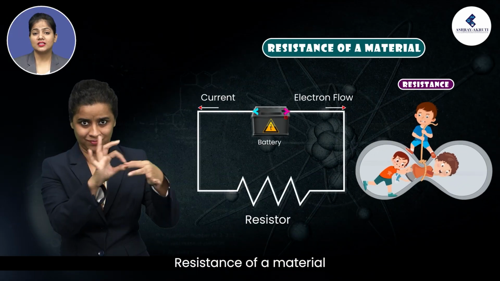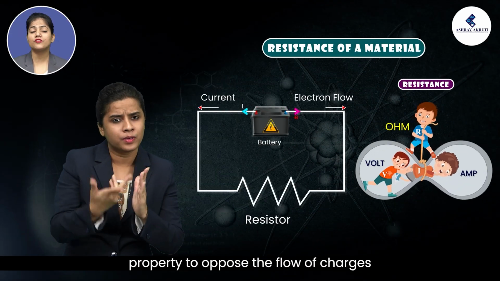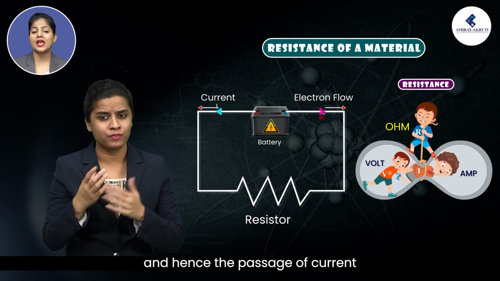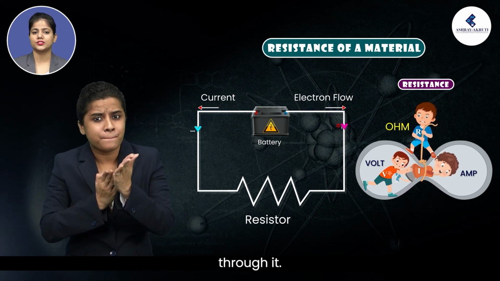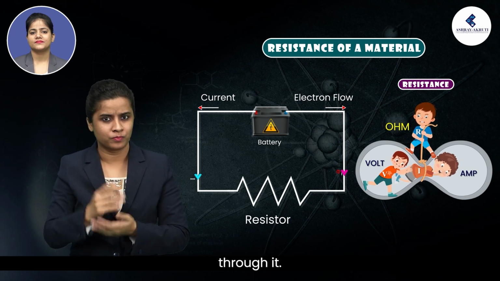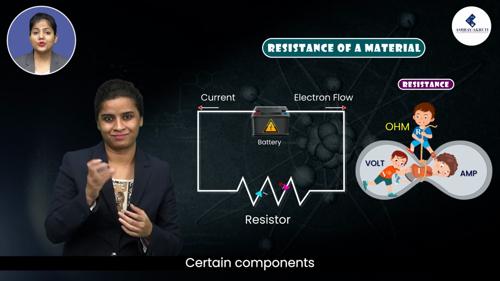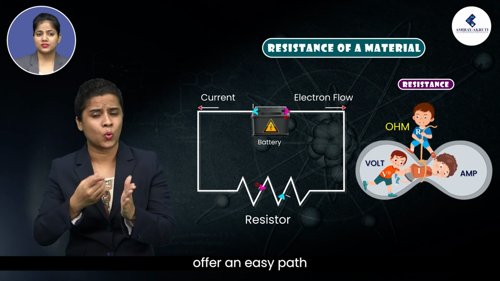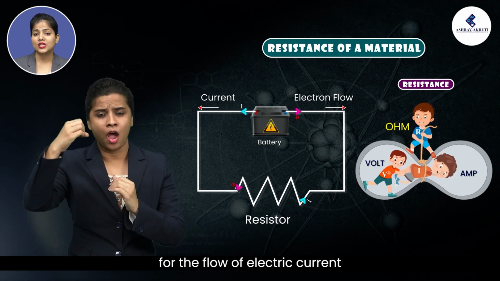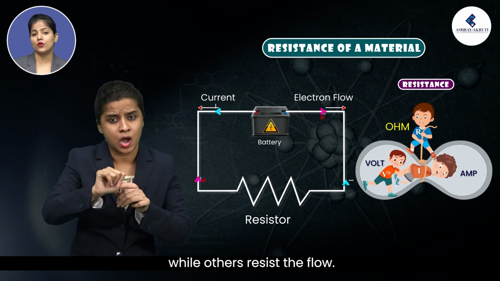Resistance of material is its property to oppose the flow of charges and hence the passage of current through it. It is different for different materials. Certain components offer an easy path for the flow of electric current while others resist the flow.